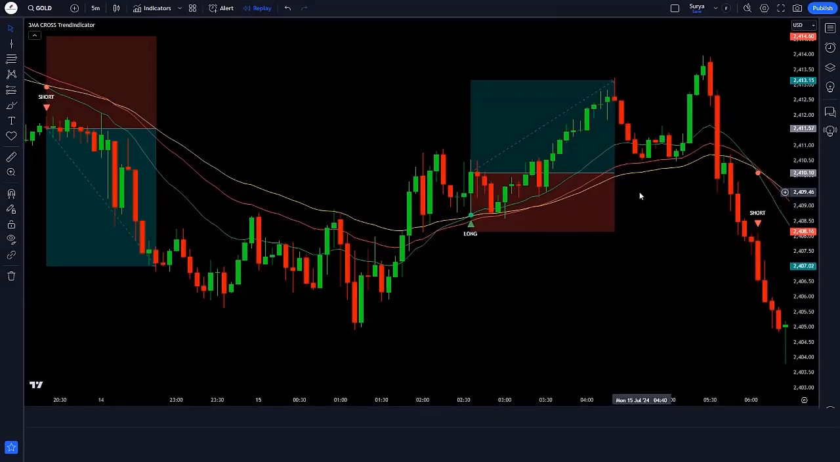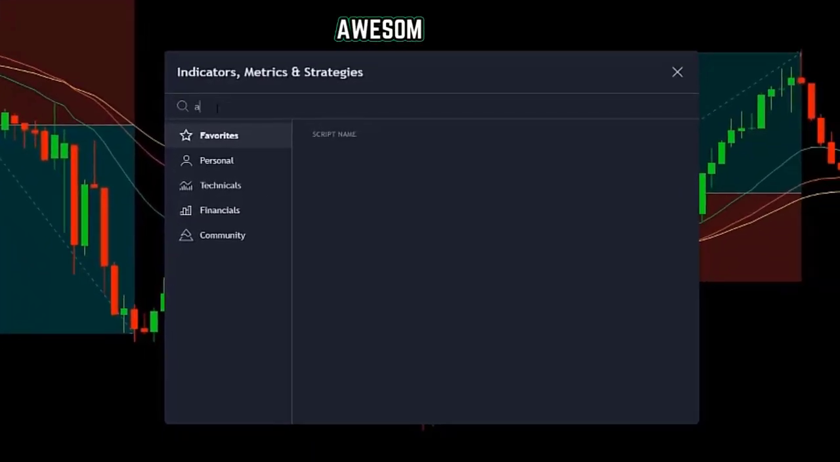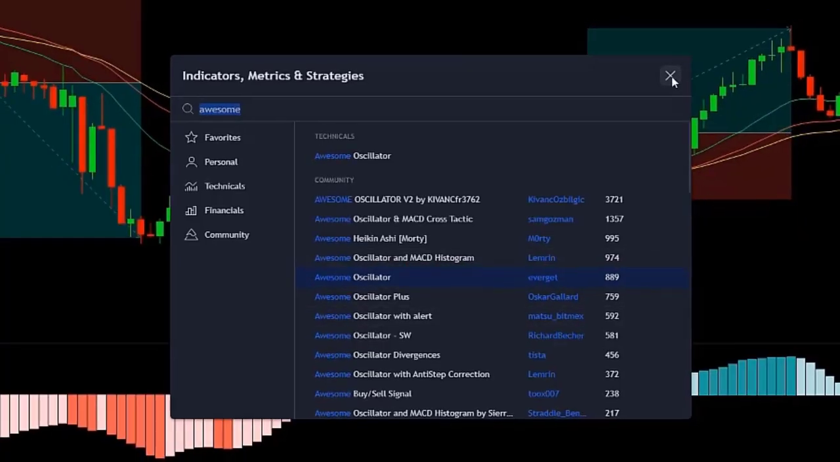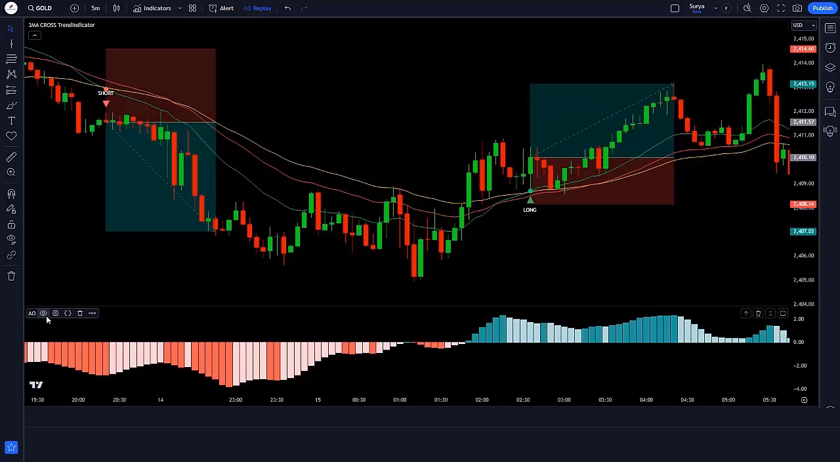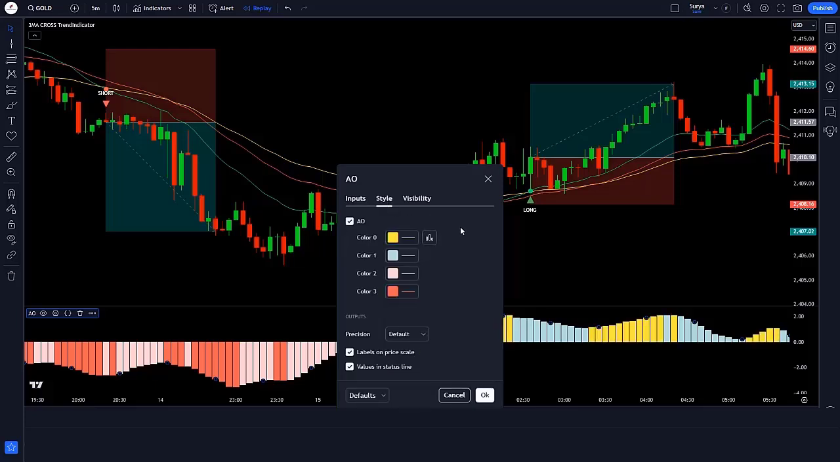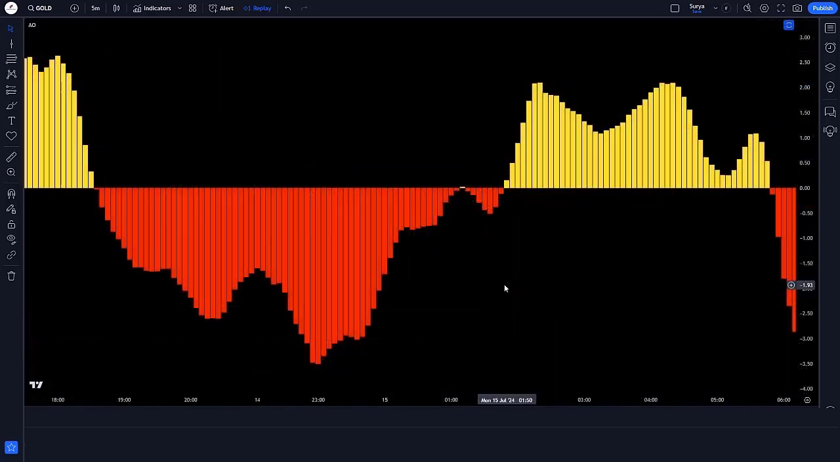Now let's add one more indicator so that this strategy is more profitable. Let's click on TradingView Indicators. Find Awesome Oscillator here. Add this indicator to the chart. Now click on the settings of the Awesome Oscillator indicator. In fast length, change 5 to 6. In slow length, change 33 to 34. Click on Style. Here you have to change the color. Save this setting. First of all, let's see how to use this indicator.